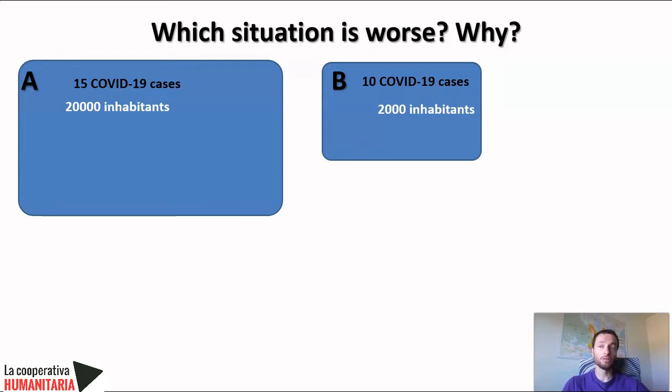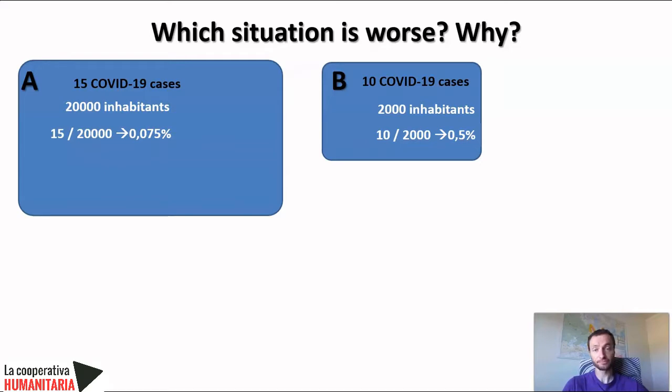We can calculate one of the indicators now. We can consider an indicator calculating number of cases divided by the population. We see that in A, we have only 0.075% of population affected by the COVID. But in B, we have 0.5% of population affected. So it could be considered that B is worse than A.